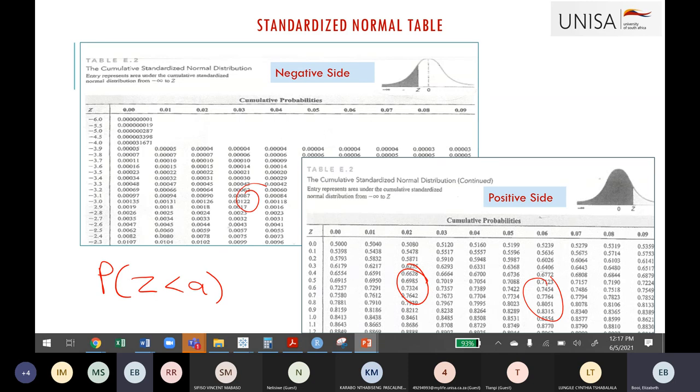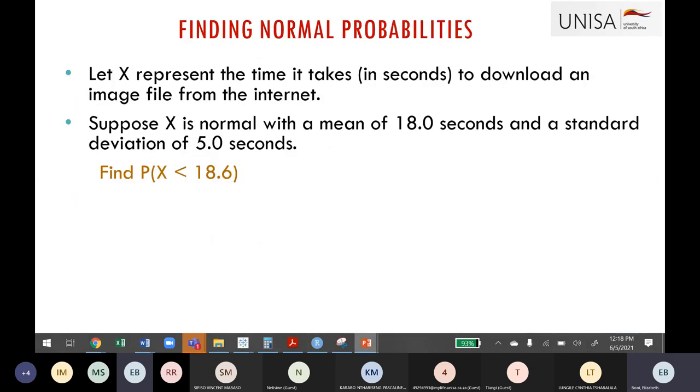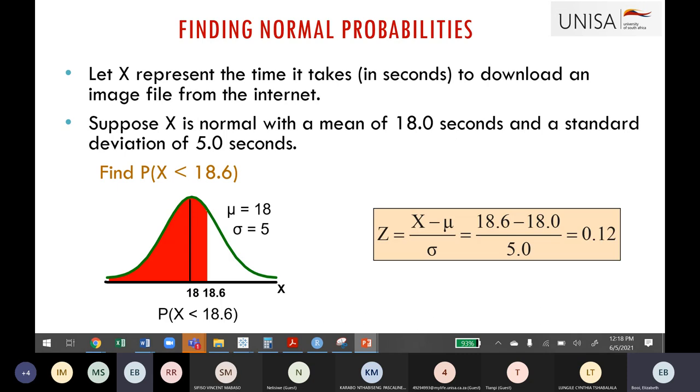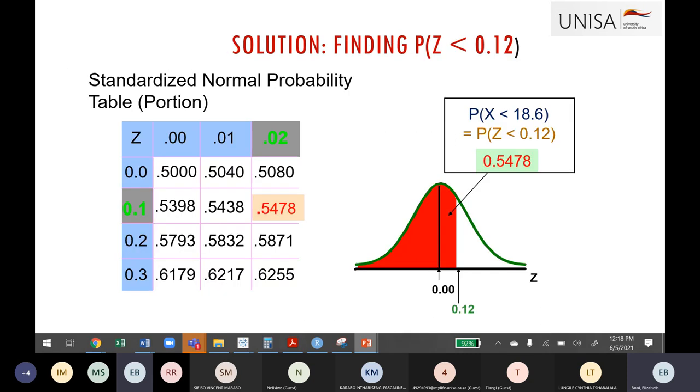And we learned that always when we calculate the value of Z, we need to round our value to two decimals, because the first decimal will be on your left, and the last decimal will be at the top, as part of the table. So we've learned how to use this table, and we're going to be using it today also to answer a lot of questions. We also learned how to find the probability of a Z less than.